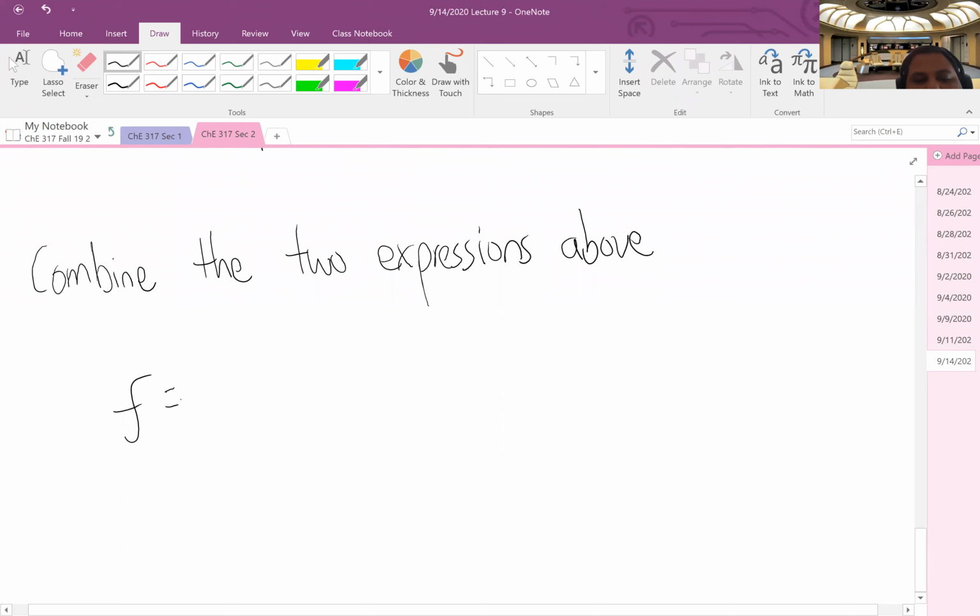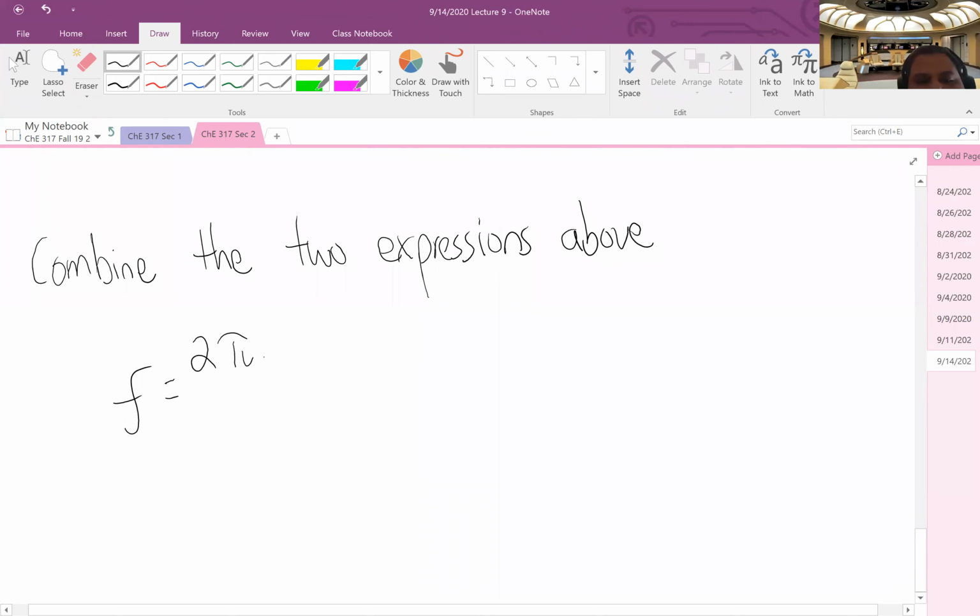what I'm left with is f equals 2 tau w over rho u squared, where tau, once again, is delta P times diameter over 4 times L. So I have 2 over rho u squared times delta P times diameter over 4 times L, which if I combine this, what I'm left with is delta P times diameter over 2 rho u squared L. And if I want to solve for my pressure drop, I'm left with delta P equals 2 f rho u squared L over D.